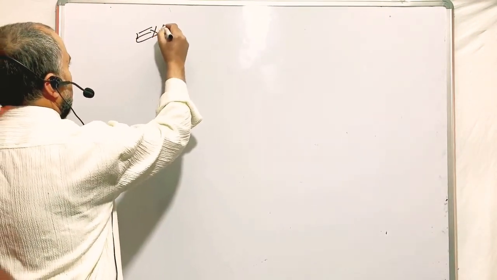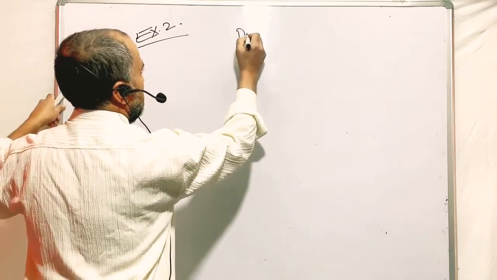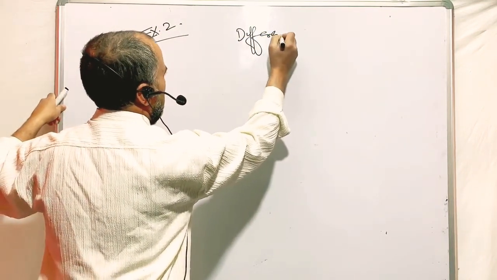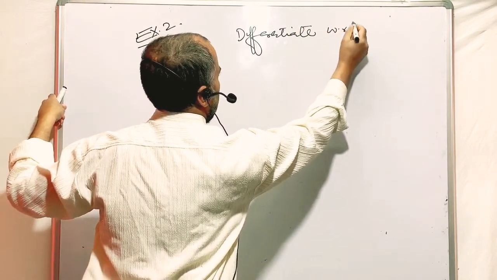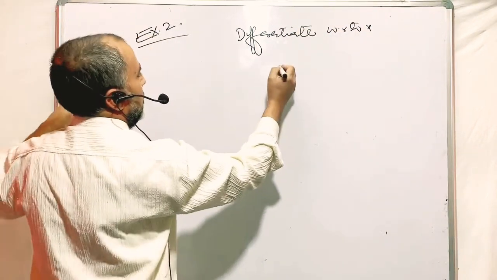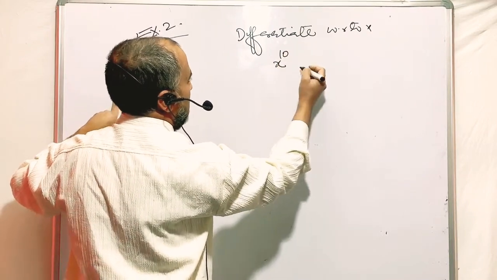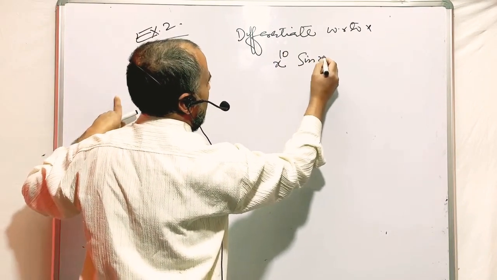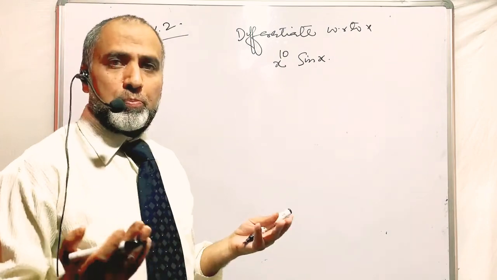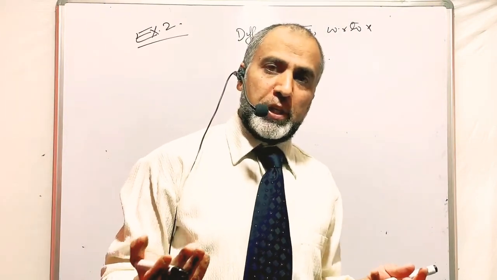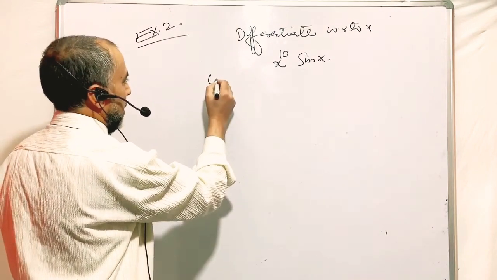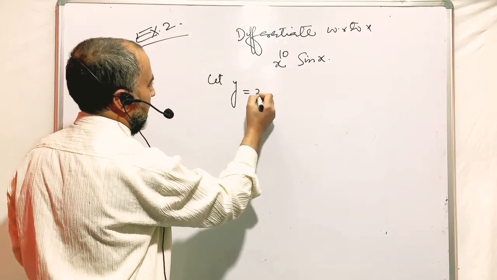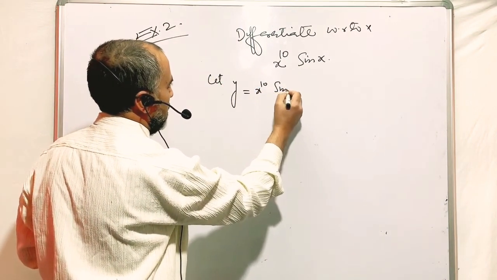example number second, differentiate with respect to x. We have got x raised to power 10 sine of x. We have got product of two functions here. Again, one is algebraic, another is trigonometric function. हम क्या करेंगे? Let y is equal to x raised to power 10 into sine of x.